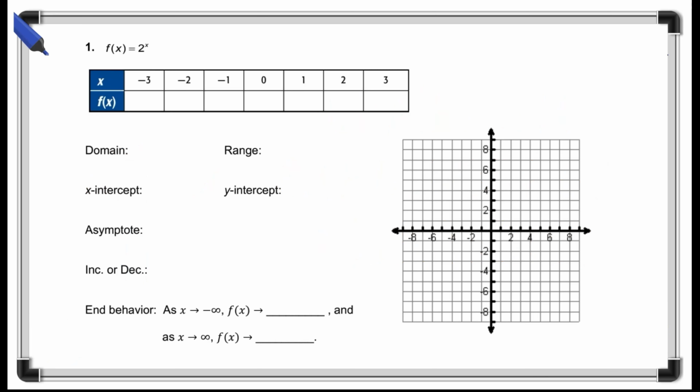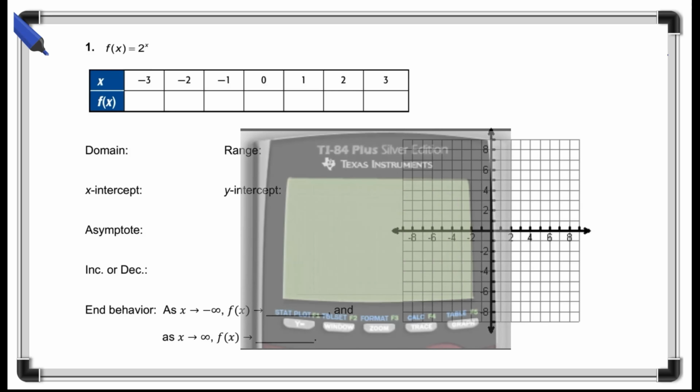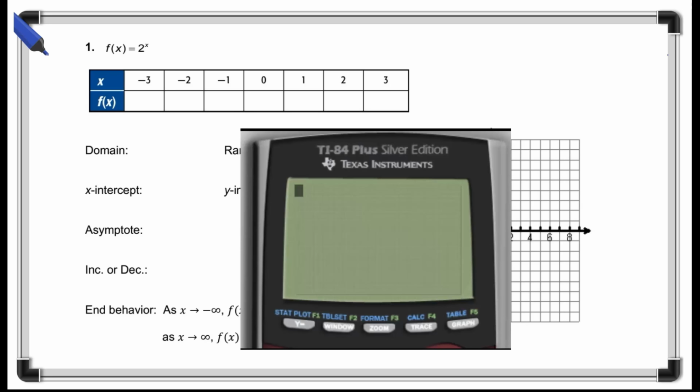So we're going to go ahead and complete our table, graph the exponential function, and then look at the key characteristics of the graph. So let's go ahead and plug this in our calculator. In order to graph this, we're going to click on y equals. We're going to type in our function 2 to the power of x. Remember the caret button or the exponent button is going to be above the division symbol. And then we're going to click on graph.